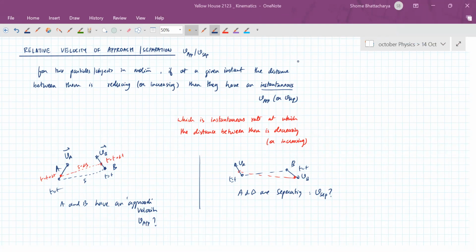Sir, after doing this concept, can you also show an example where we involve two projectiles and calculating the time at which they collide and all those things? Yeah, we will see.